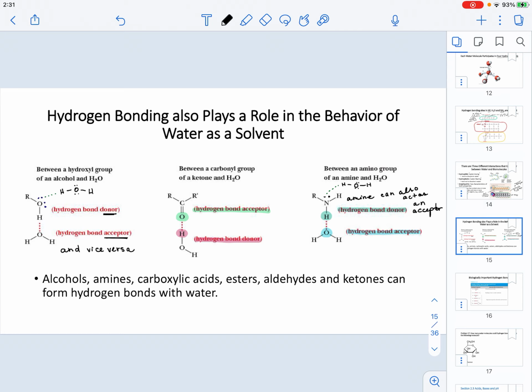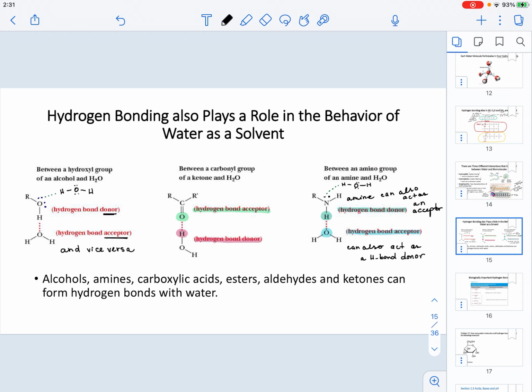So that means that the water molecule can also act as a hydrogen bond donor. So that's what I mean with the vice versa. Okay?